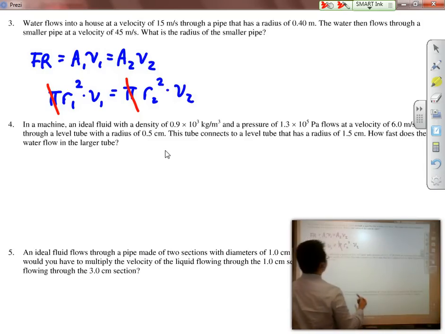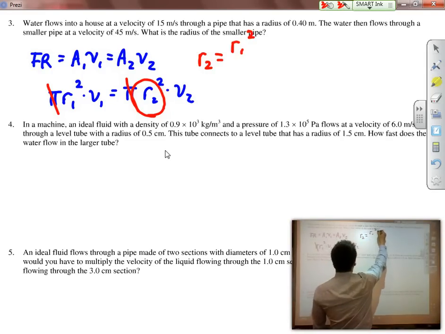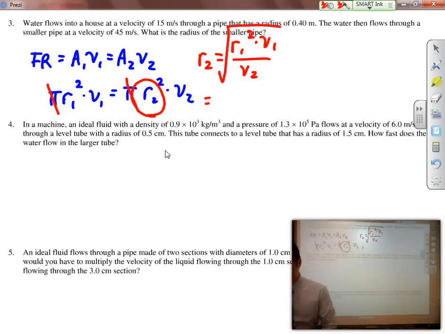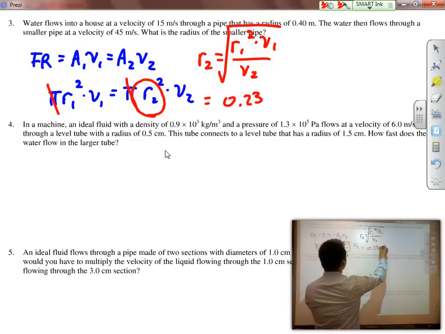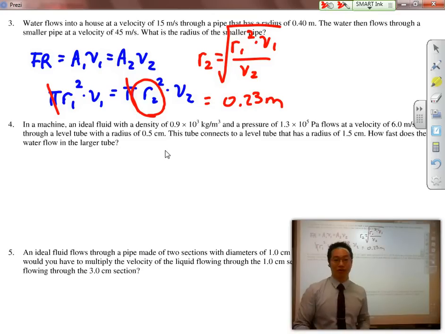So in the end, if I'm looking for the radius of the smaller pipe, I'll just plug in my numbers. R2 ultimately is equal to the square root of R1 squared times V1 divided by V2, and you get as your answer, let's see, so that would be 0.4 squared times 15 divided by 45, square root that. So you get the new radius to equal 0.23 meters.